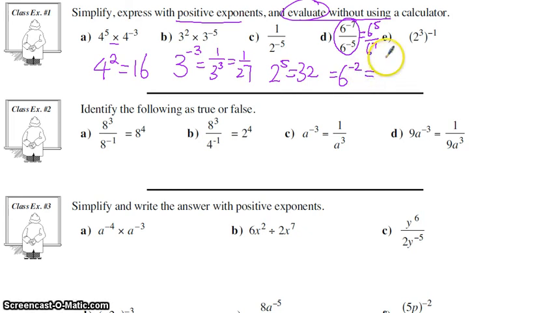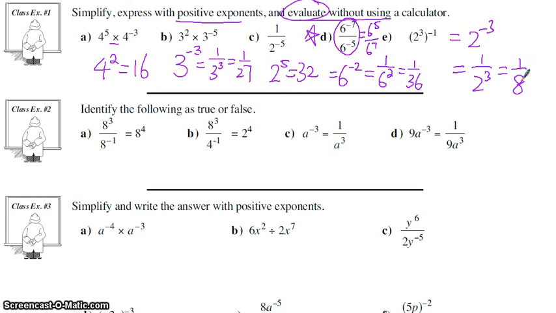Now what do you do here? Now you flip this to the bottom. Finally, you have 1 over 36. This example could be a bit confusing, so spend your time trying to understand it. Last one, power on power, you multiply them. Negative exponent, you flip to the bottom. Finally, evaluate. Here we go.